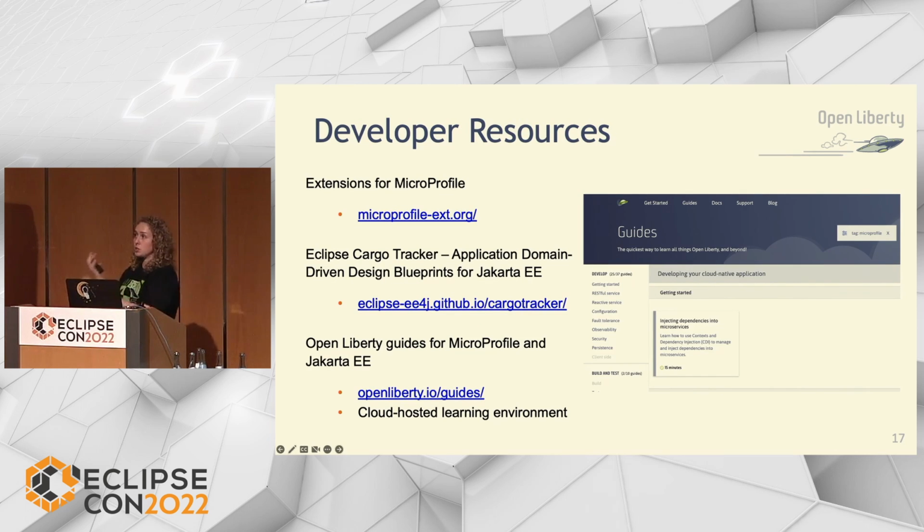And of course, we can't ignore developer resources. As much as we might be using all of these tools, there will come a time when we come across, say, a new feature we want to make use of. Maybe there's an API within MicroProfile or Jakarta EE that we haven't made use of yet, but that we want to in the future. It can be really helpful to go to documentation, interactive guides, labs, and tutorials to refer back to, to really get hands-on and understand each of these technologies we're not familiar with. Some of the most useful ones that I've come across are things like extensions for MicroProfile, and the Eclipse Cargo Tracker app, which can be a really great reference implementation for Jakarta EE, giving the blueprints for that.